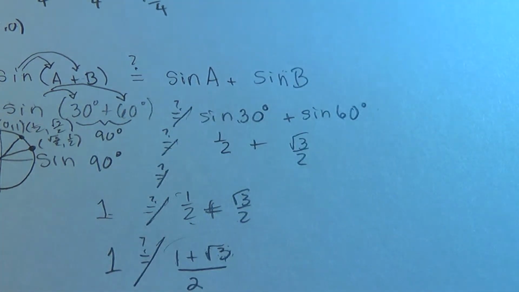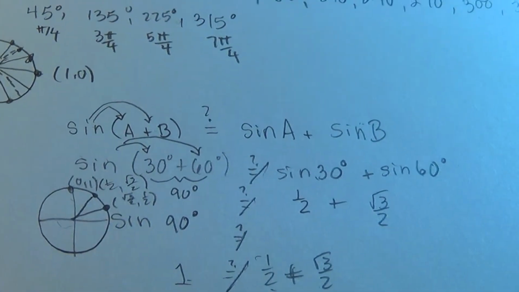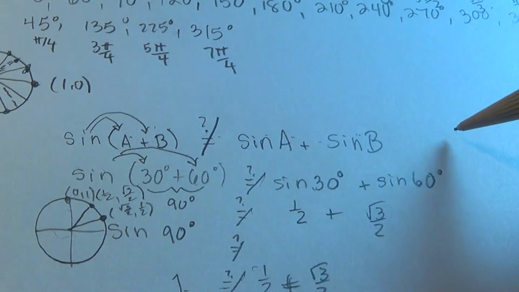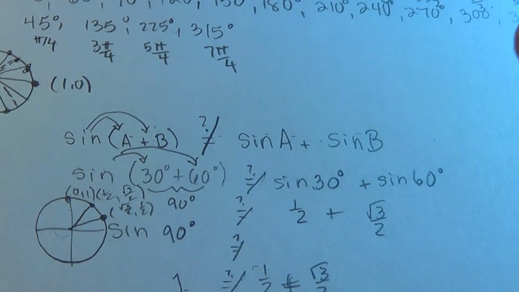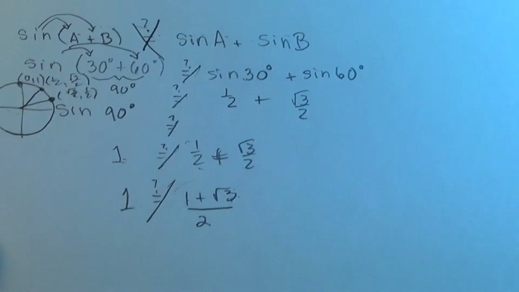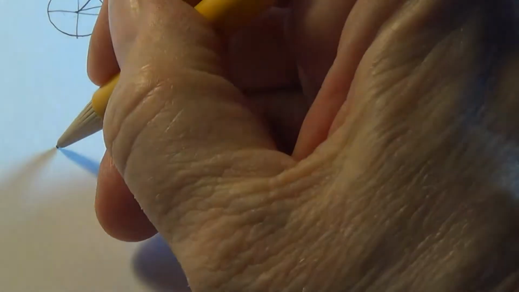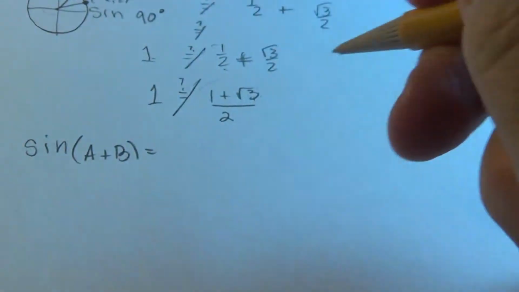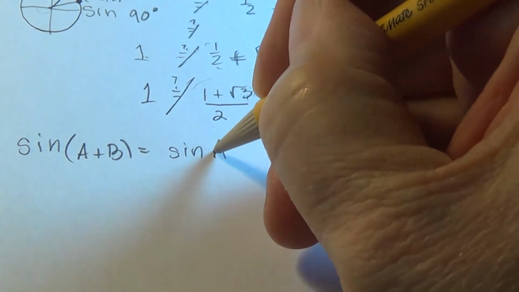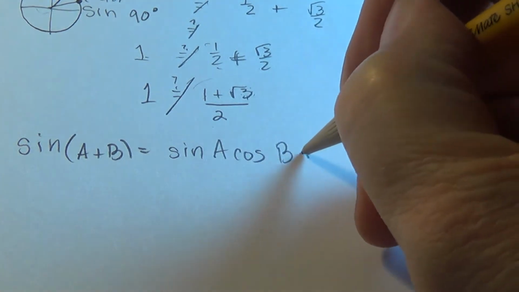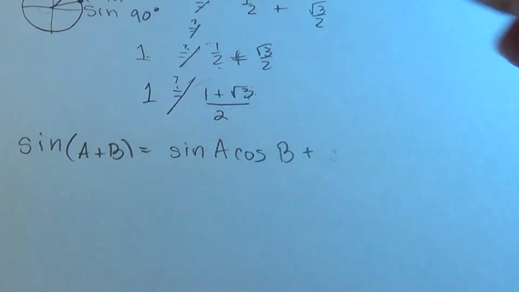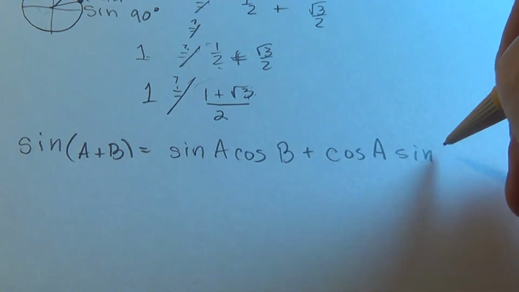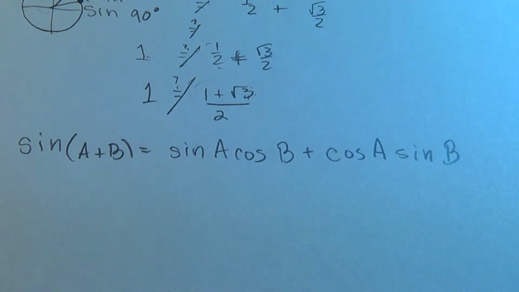So even all the way up to the top where we were guessing, is sine of a plus b equals sine a plus sine b? It does not work that way. So let's see what it does do. I was wondering if maybe, just maybe, sine a plus b works like this: sine of a cosine b plus cosine a sine of b. Could it possibly work like that?